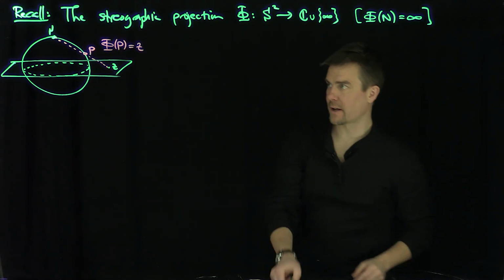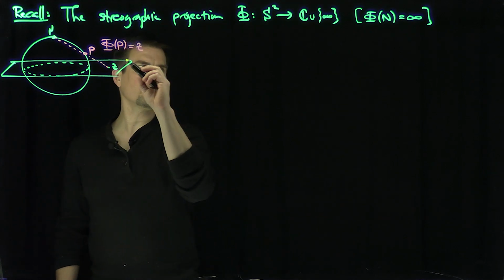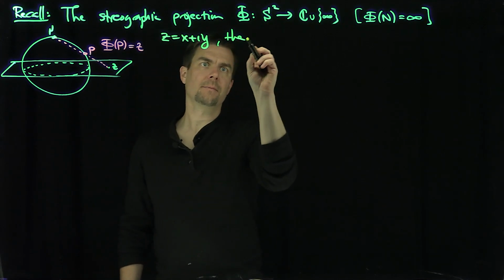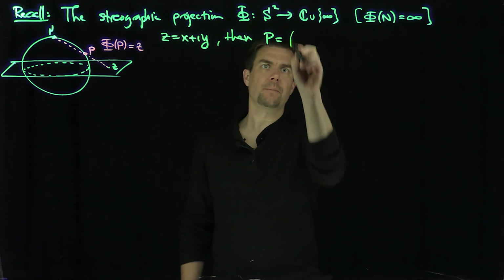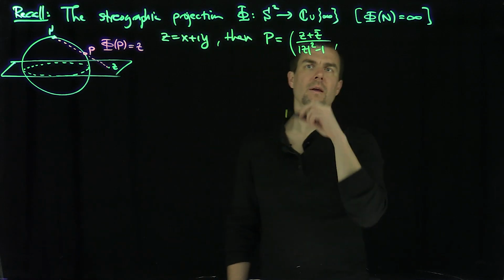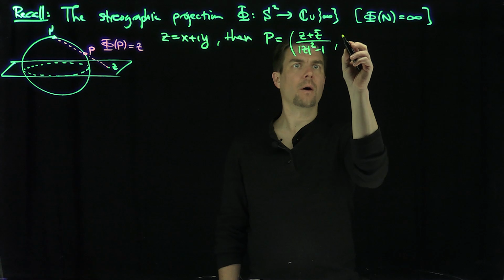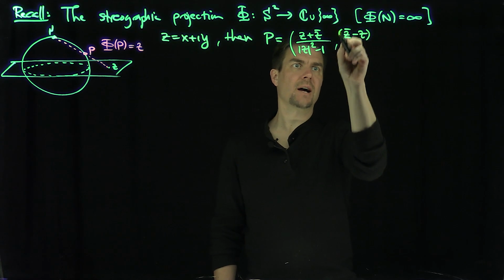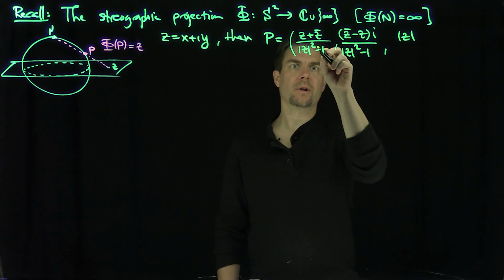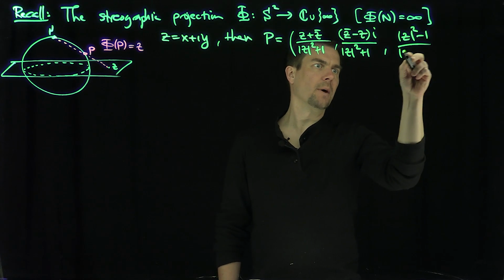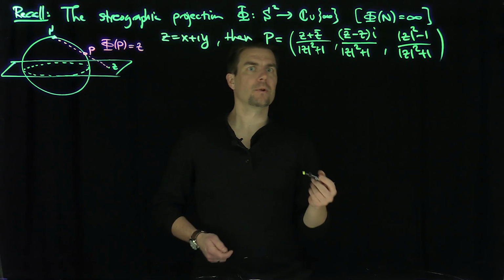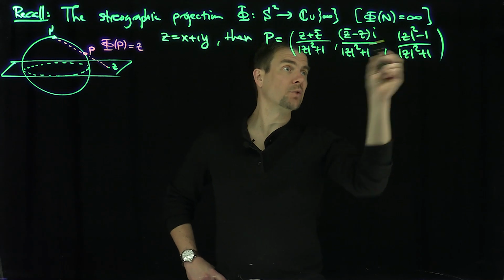We already found the formula for this in the last video. We found that if z is equal to x plus iy, then the point is given by z plus z bar over mod z squared plus 1, then z bar minus z times i over mod z squared plus 1, and finally mod z squared minus 1 over mod z squared plus 1. That's our corresponding point. And of course, mod z squared is really nothing more than x squared plus y squared.